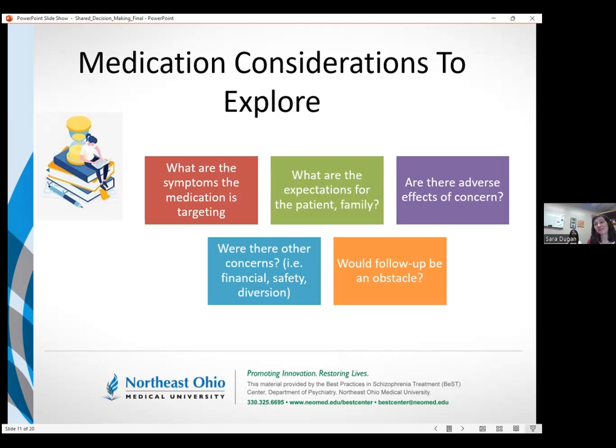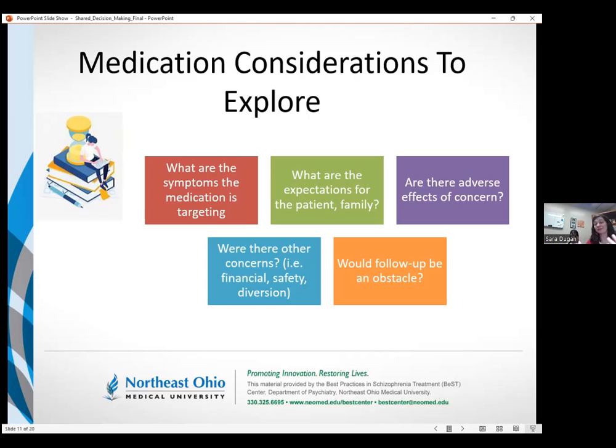Are there certain side effects they're really concerned about? Is weight gain an issue? Is sedation a big problem? Are we worried about patients getting dizzy? What are the things that they're worried about so we can ensure that we're monitoring, screening for those and preventing them if possible? Are there other concerns?